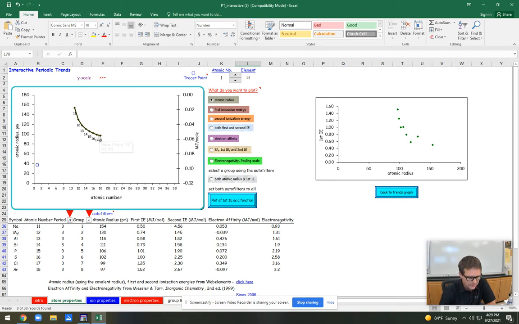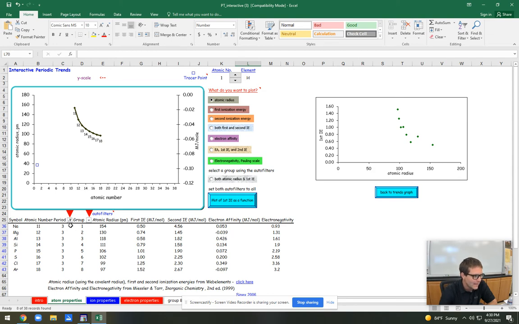Is this what you expected? Why or why not? Remember, every time we move from one element to the next, we are putting more protons and more electrons into that atom. So as you move across a row, the atom squeezes in on itself because of that positive and negative attraction.